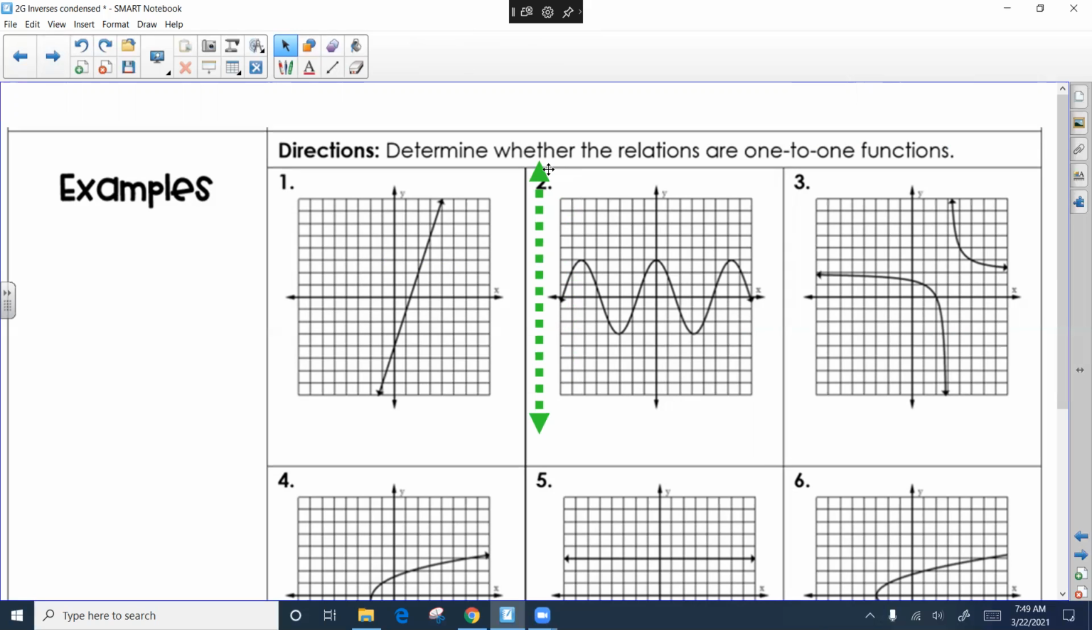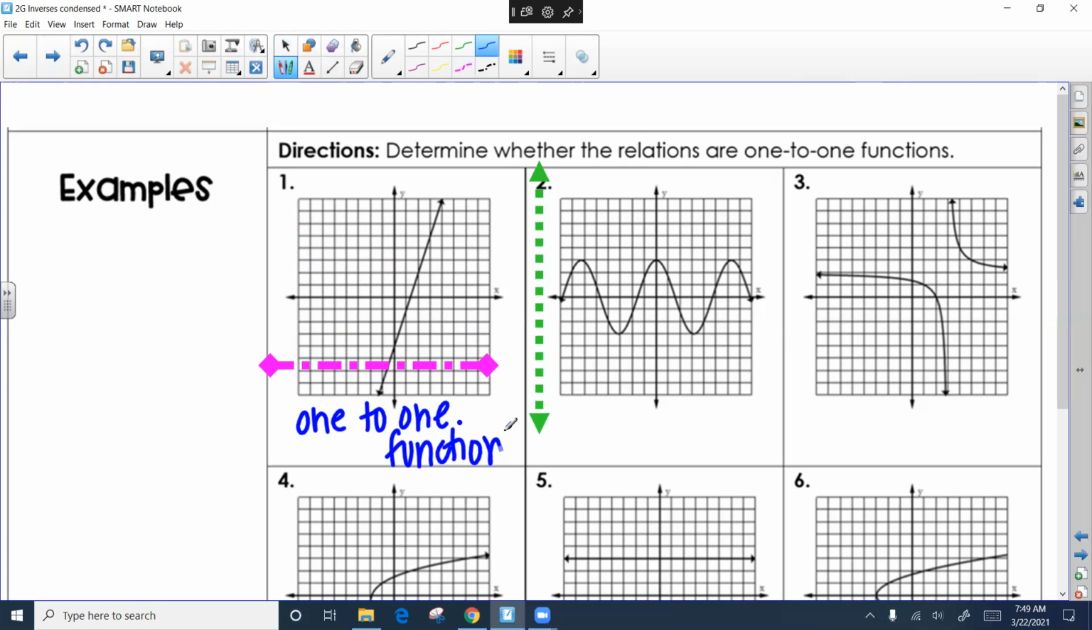So now let's check the horizontal line test. A horizontal line should also only cross the graph once. A horizontal line does cross the graph only one time, no matter where I put it. So number one is a function and it's also one-to-one. Number one is a one-to-one function. What that means is this function does have an inverse.